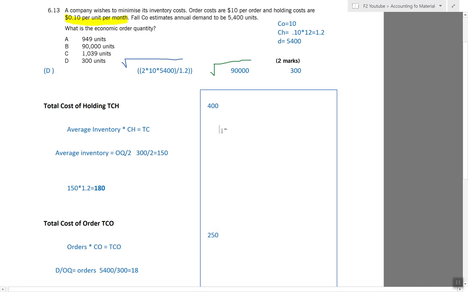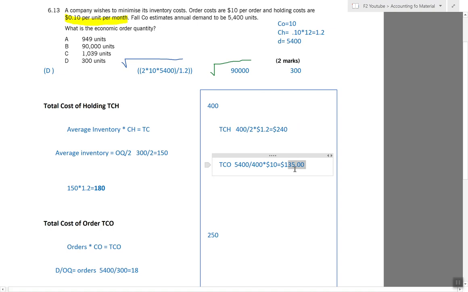So let's see what the cost will be if we order 400 units. Let's find TCH. You don't have to go through all these steps. You can just simply take 400 divided by 2 to give you the average, multiply by 1.20, which should give you 240. Obviously, because the quantity that we are ordering is more, the holding cost will be more. But then the ordering cost will reduce. 5,400 divided by 400 will give us the orders, multiply by 10 gives us 135.